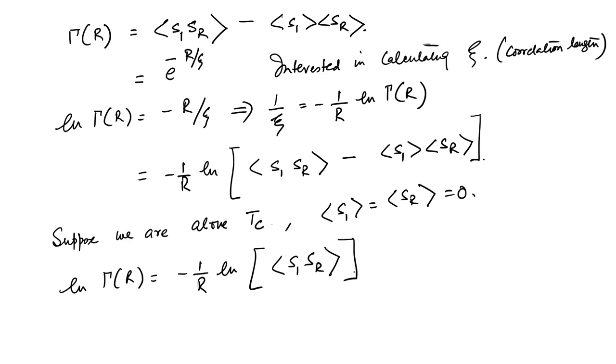And at the end, we'll see that it really doesn't matter if you keep these terms. So that's a constant term. It's something like an m square kind of term, where m denotes the magnetization. At this moment, we're just interested in calculating this thermal average S1 SR, where 1 and R are two different sites. All right. So what is then the S1 SR correlation? This is equal to the sum over spins S, and then we have S1 SR.